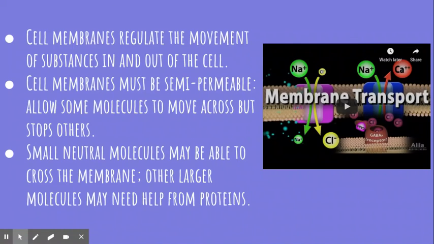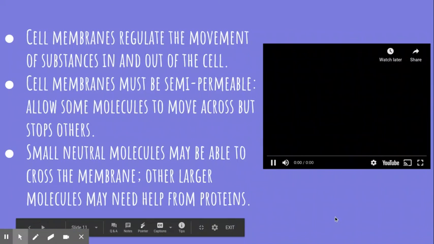So another important part to remember is cell membranes are all about regulating movement of substances in and out of a cell. Okay. Cell membranes have to be semi-permeable. Otherwise, it's not going to work. Everything's just going to be allowed to be in the cell, and we don't want that. Okay. We want small neutral molecules to be able to cross the membrane, but we want to stop other things that we don't want, or we want to be able to give them help, like protein channels.